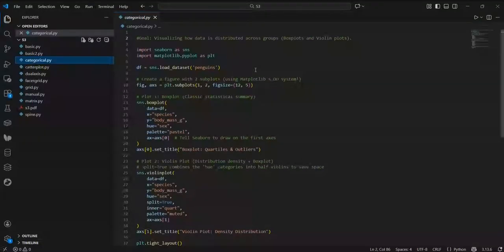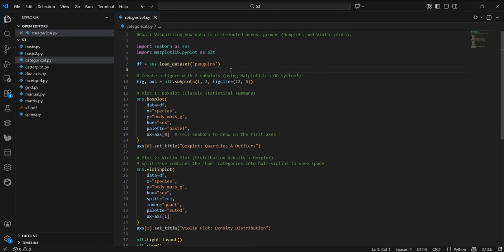Other examples. So basically, we are visualizing how data is distributed across the groups, that is the box plots and violin plots. So we are using the dataset that is penguins. It is also pre-loaded, so that is there in C1. That is why we are using it.